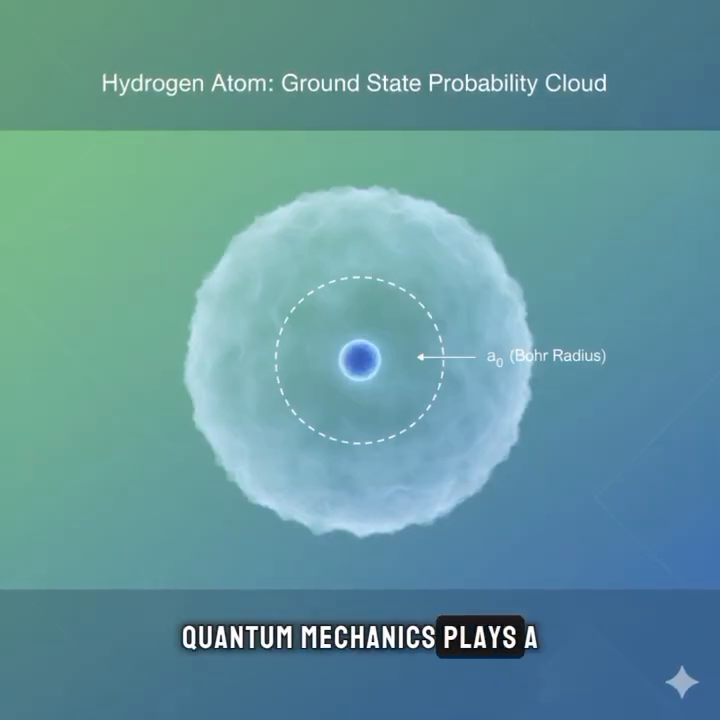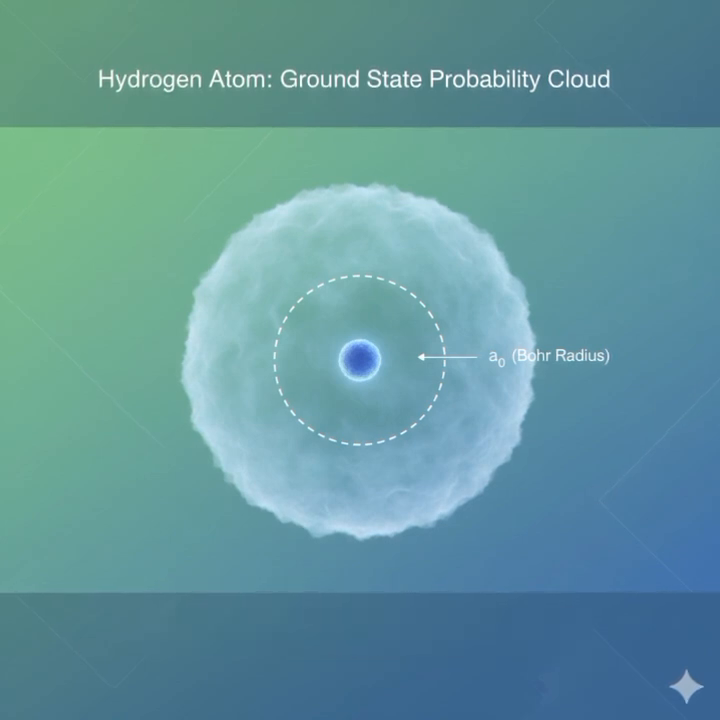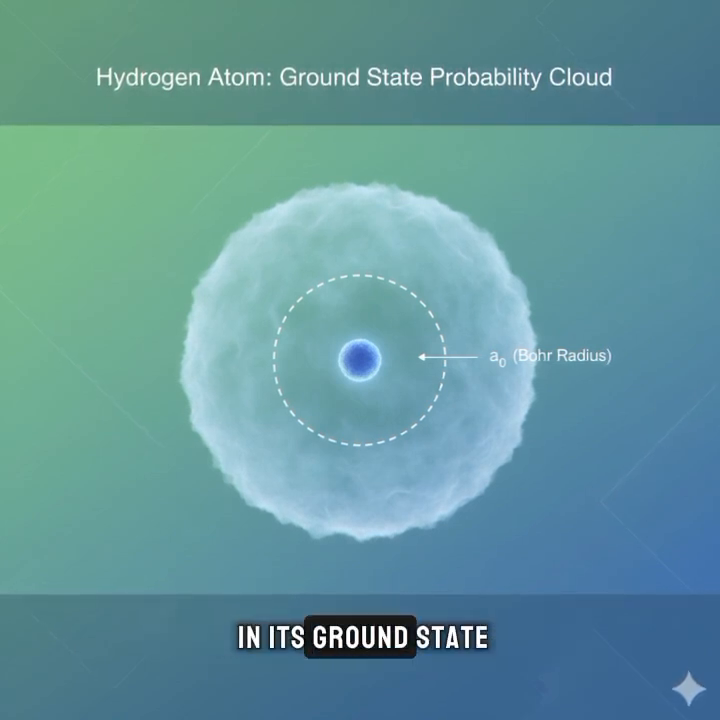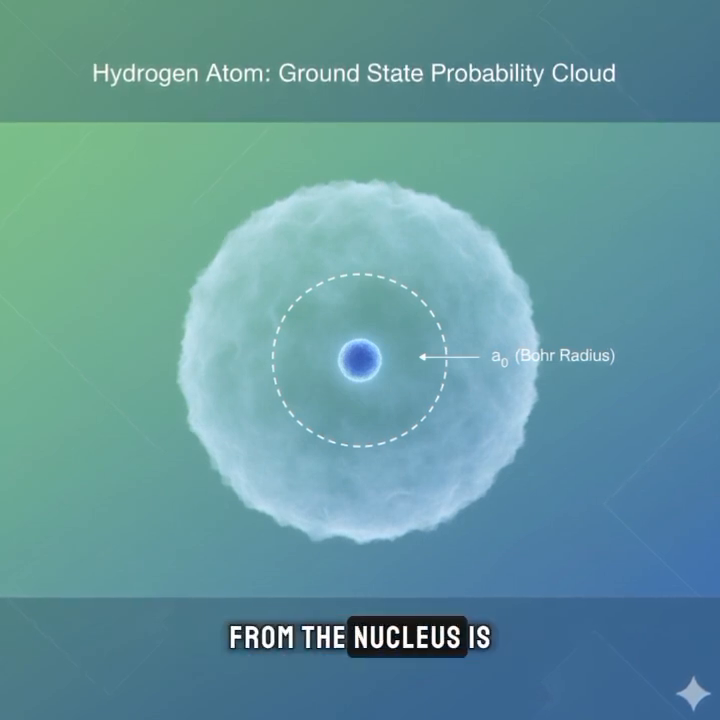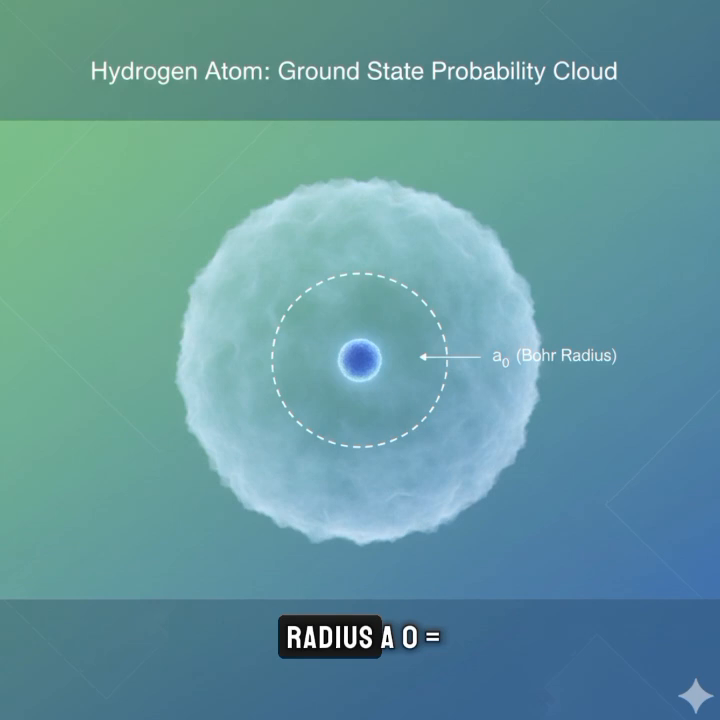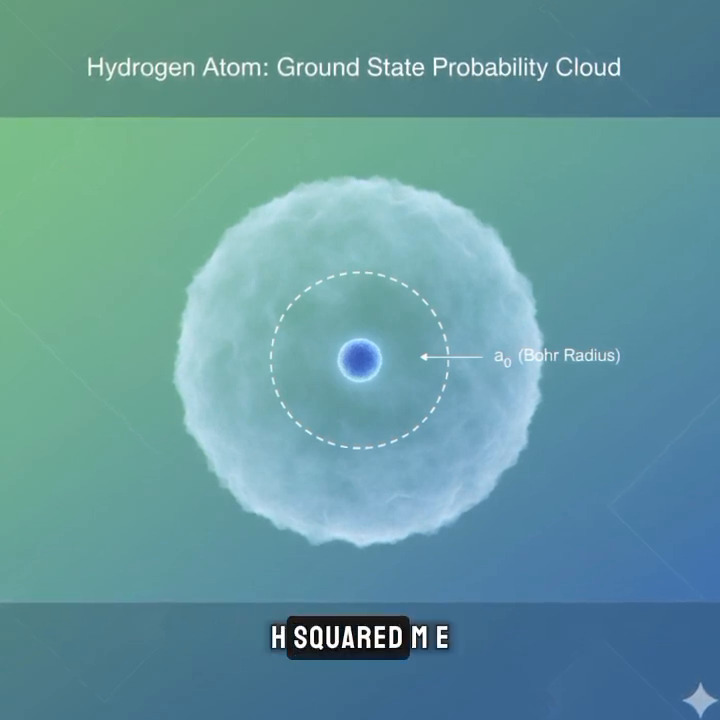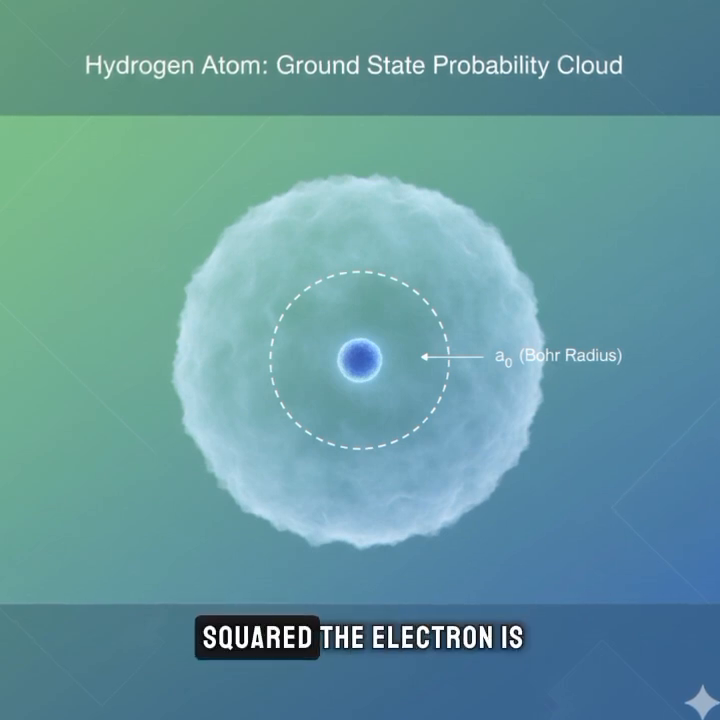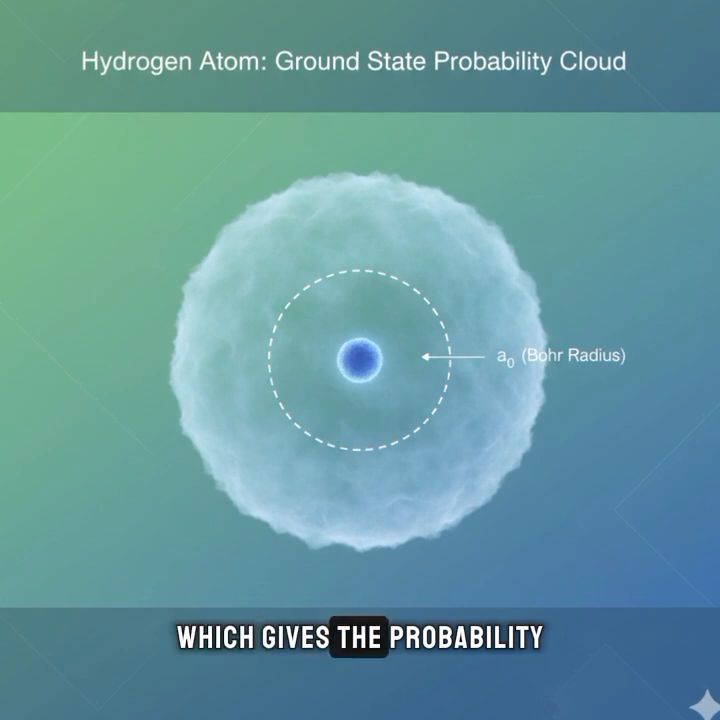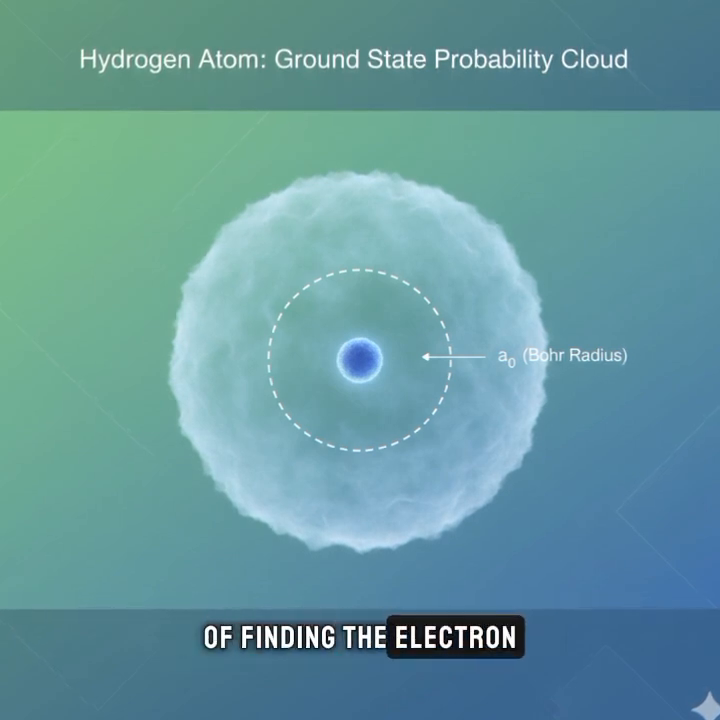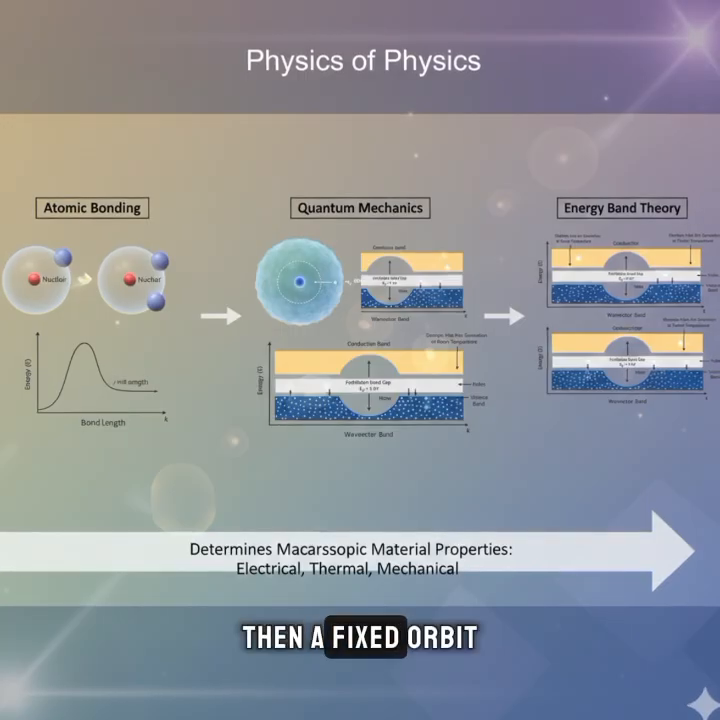Quantum mechanics plays a key role in explaining atomic and solid-state behavior. For the hydrogen atom in its ground state, the most probable distance of the electron from the nucleus is given by the Bohr radius a0 = 4πε0ħ²/(m_e e²). The electron is described by a wave function, which gives the probability of finding the electron at a certain distance from the nucleus rather than a fixed orbit.